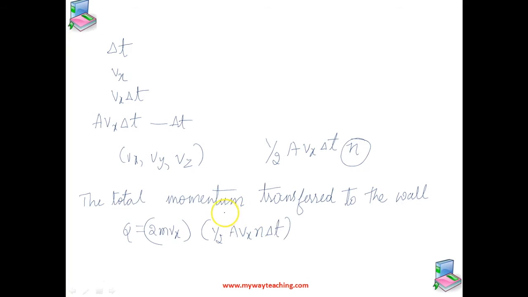The force on the wall is the rate of momentum transfer, that is Q by delta t, and pressure is force per unit area. So that pressure is given by, we know what is Q.